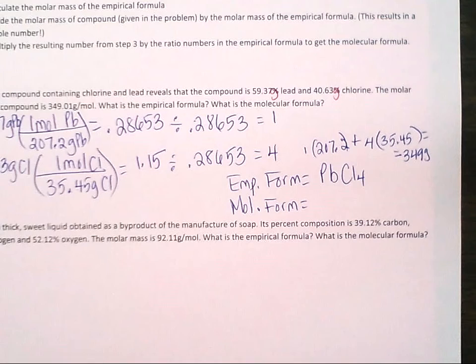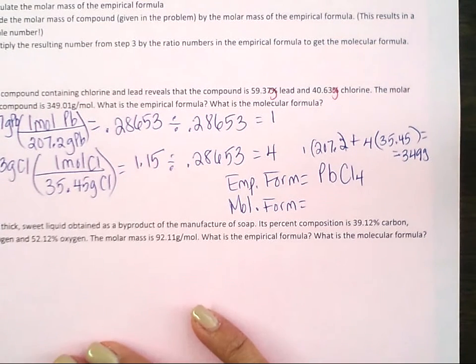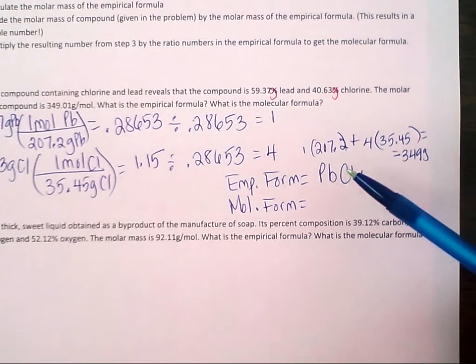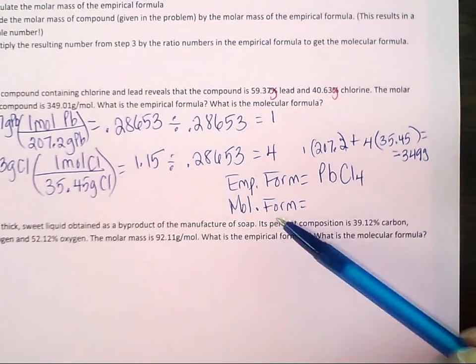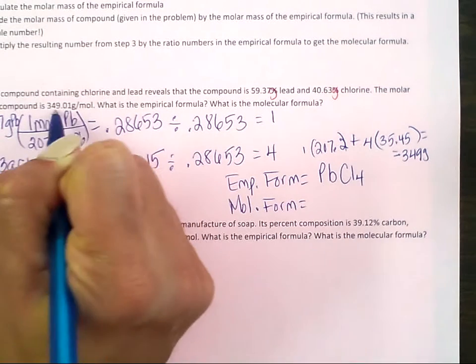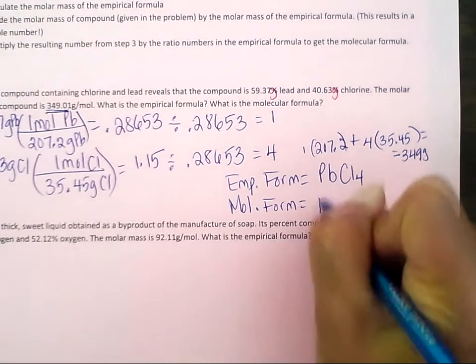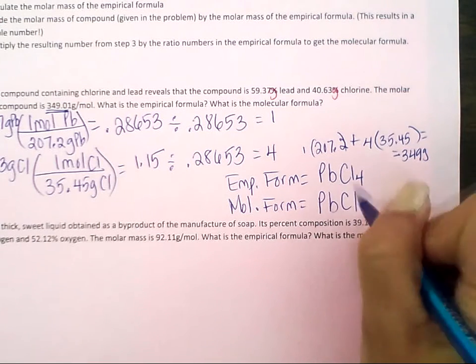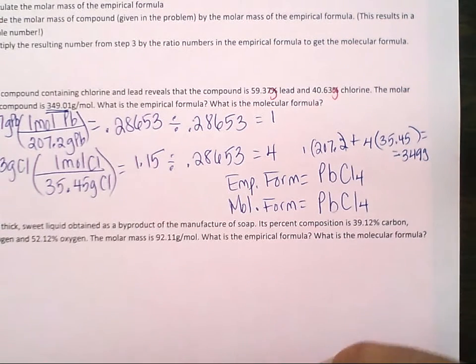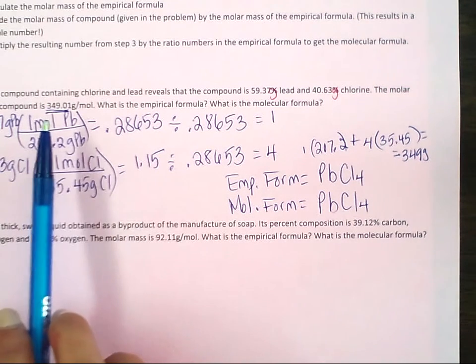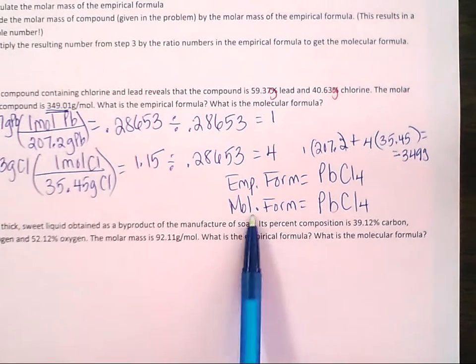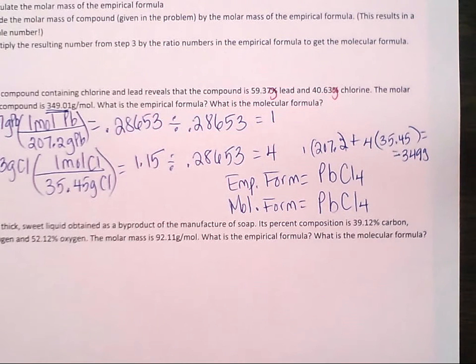Okay? So in this case, it turns out the empirical formula is exactly the same as the molecular formula because they have told us that it weighs 349. And so I'm going to go ahead and write that down. But what I want to do is ask you this. If they had told us that the mass of the molecule is 700 grams, what would the molecular formula be at that point? Would everything have to double, triple, what?